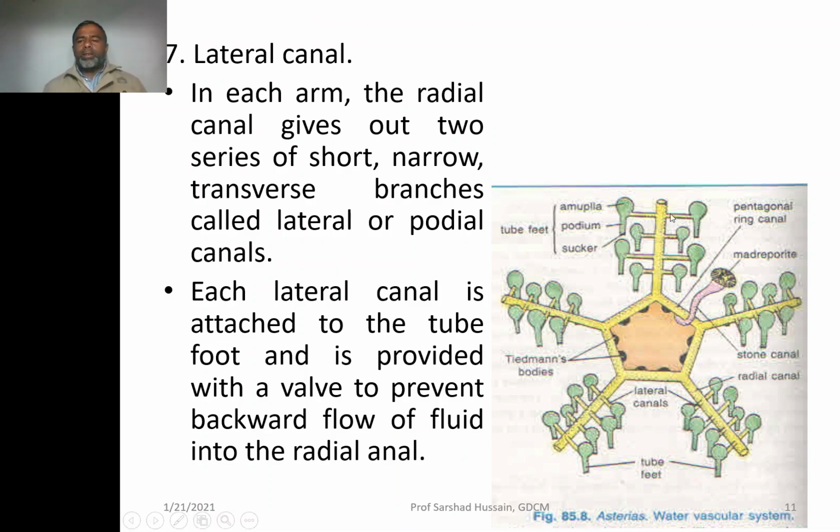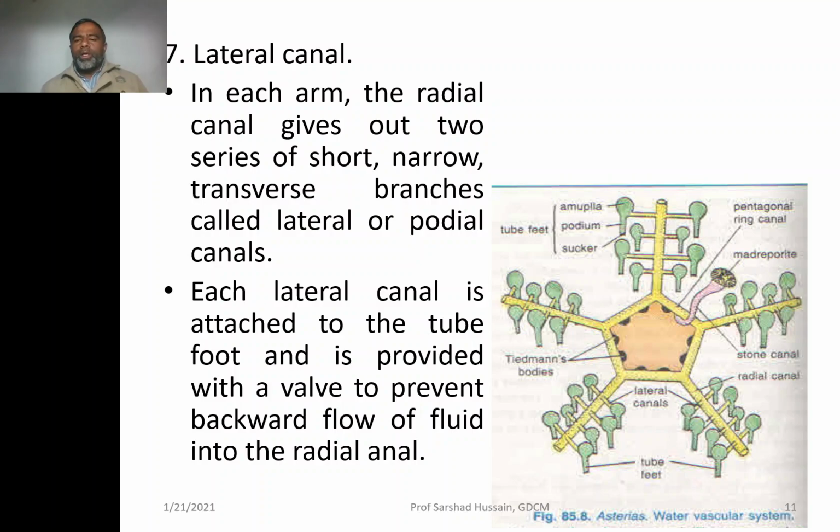Then comes the lateral canal. These are the lateral canals. In each arm, the radial canal gives out two series of short, narrow, transverse branches, one series on one side and the other series on the other side, called the lateral canals, or podial canals, because they supply the tube feet, or podia. Podia means feet. Each lateral canal is attached to the tube foot and is provided with a valve to prevent backflow of the fluid into the radial canal.